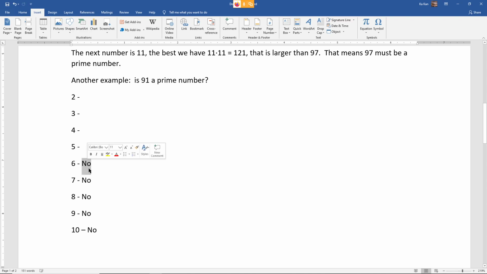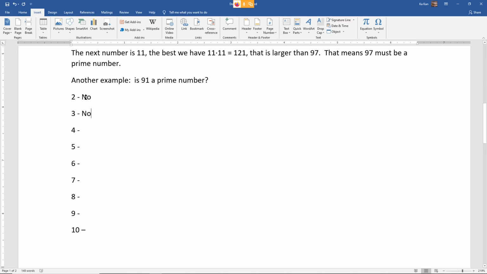Now for 91, the question is, can you find any numbers at all that can go into 91? And of course, that's a no right here. 2 is a no. Can 3 go in? Well, 9 plus 1 is 10, and 3 cannot go into 10, so that's a no.